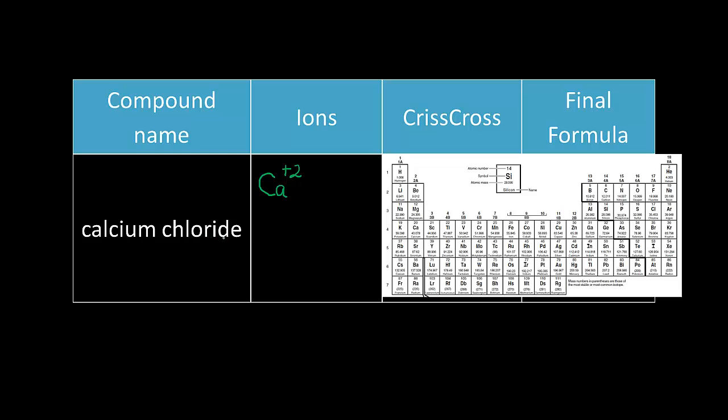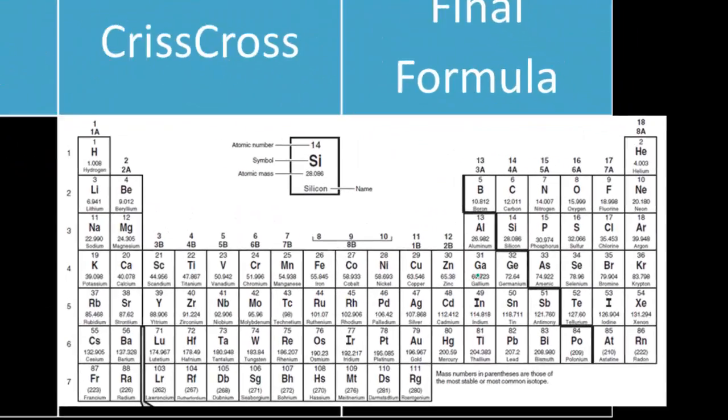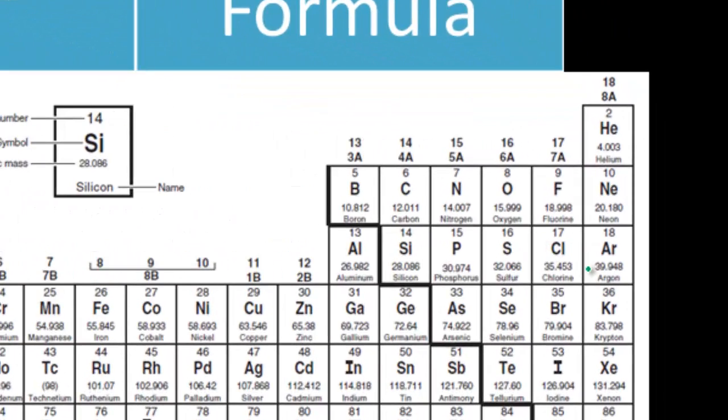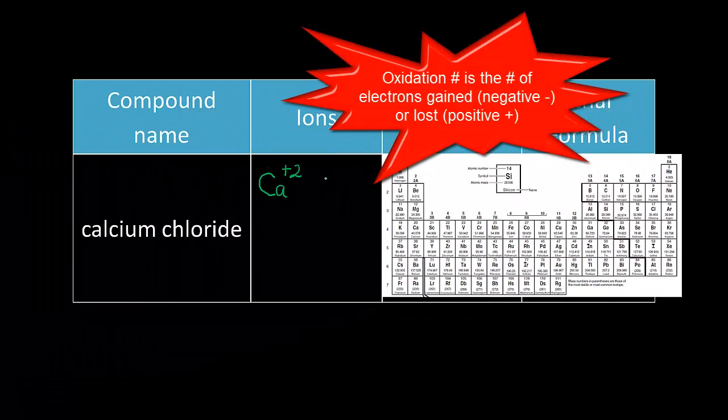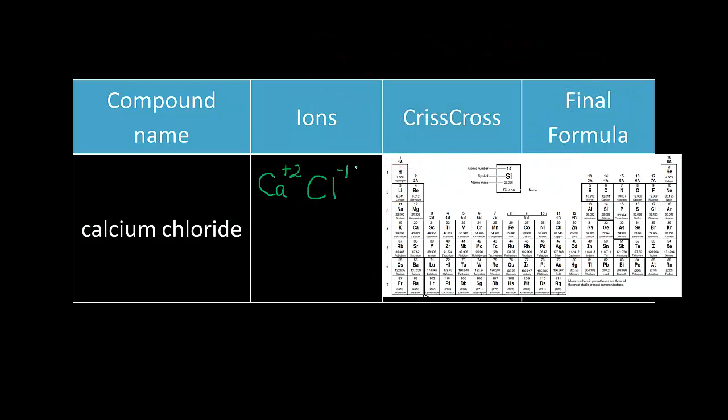Now let's look at chloride. You are going to learn in the next video that chloride is actually chlorine. So we're going to look over here in chlorine. Chlorine is in group 17, which means it has 7 valence shell electrons. Is it much easier for chlorine to lose 7 or gain 1? Well, it is much easier for chlorine to gain 1 electron. That's its oxidation number. Gaining 1, it's a -1 charge.